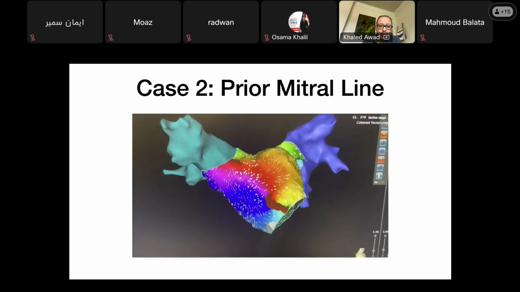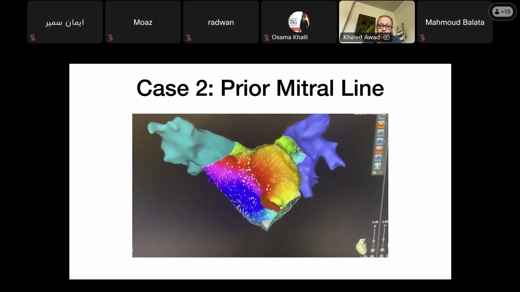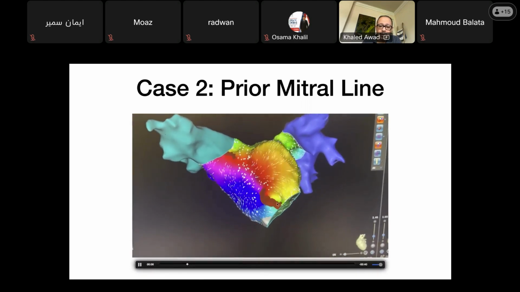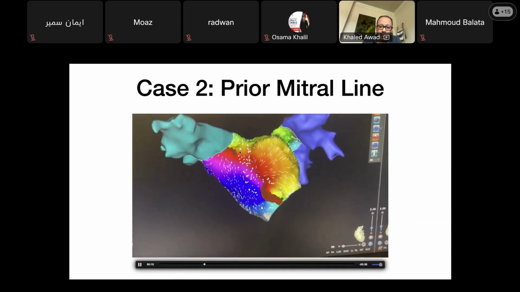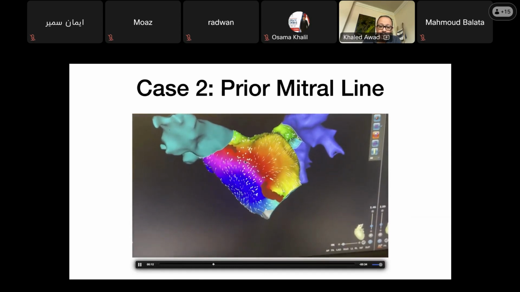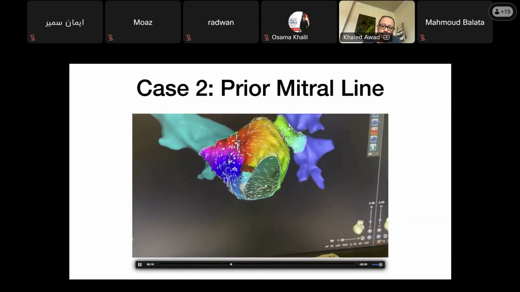I'm sorry, this has taken too long. Another case, mitral flutter. This is a patient that had a prior mitral line. This area here where there are no electrograms essentially is dead. This is scar. This is scar. Big gap in the middle of that mitral isthmus line.